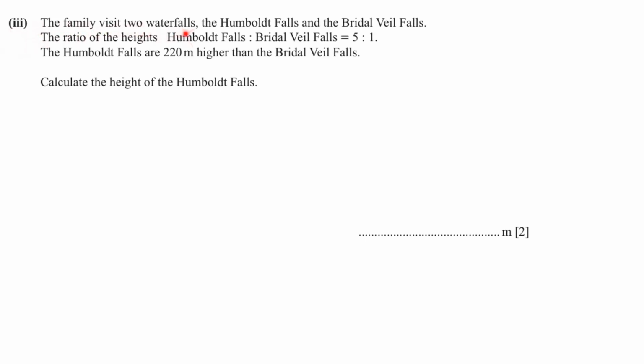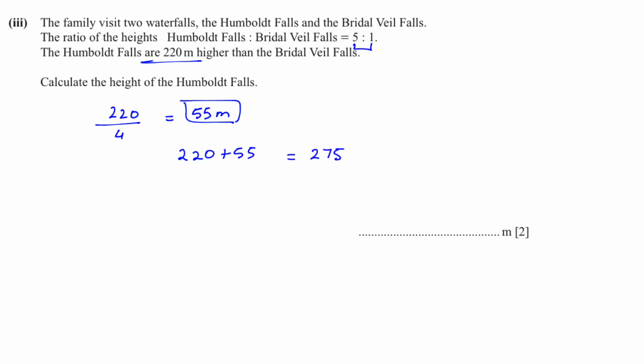A3. The family visit two waterfalls, the Humble Falls and the Bridal Veil Falls. The ratio of the heights Humble Falls to Bridal Veil Falls is 5:1. The Humble Falls are 220 meters higher than the Bridal Veil Falls. Calculate the height of the Humble Falls. First, we'll find the Bridal Veil Falls. To do that, we'll divide 220 by the difference of these two numbers, 5 minus 1, 4. And we'll get 55. So that is the Bridal Veil Falls, and Humble Falls are 220 meters higher. So it's going to be 220 plus 55, which is 275 meters.